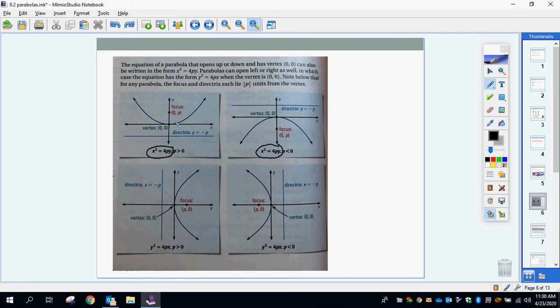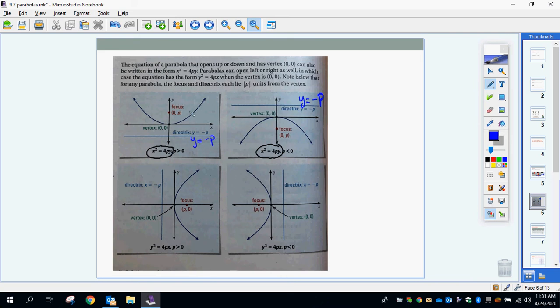So again, we have a focus point and we have a directrix. Our directrix is a horizontal line when we're opening up and down. And the equation of our directrix is y equals opposite p. So where does p come from? P comes from inside this equation.